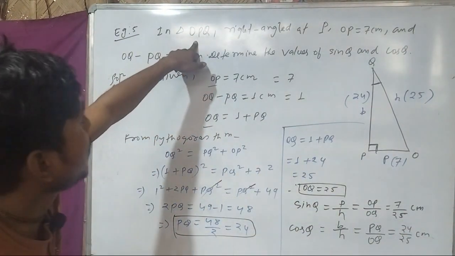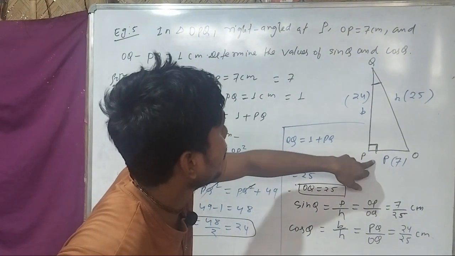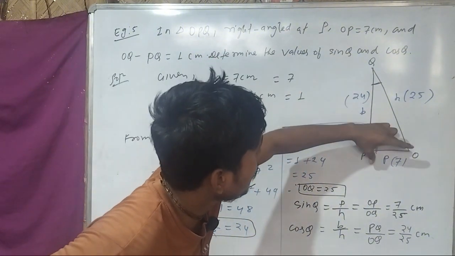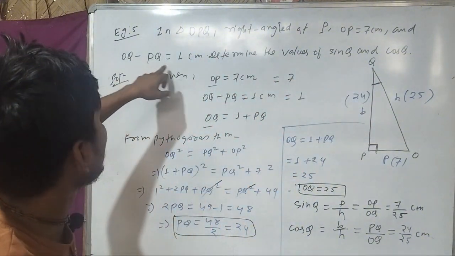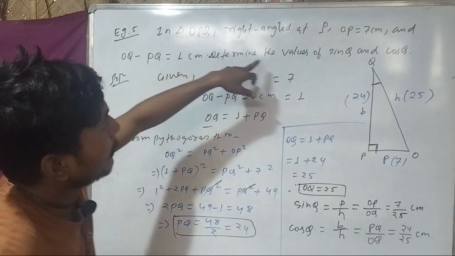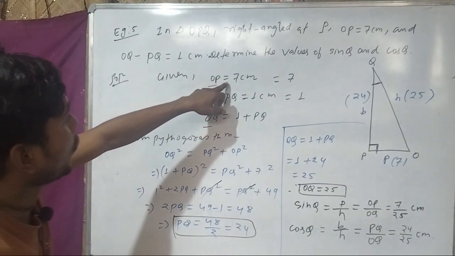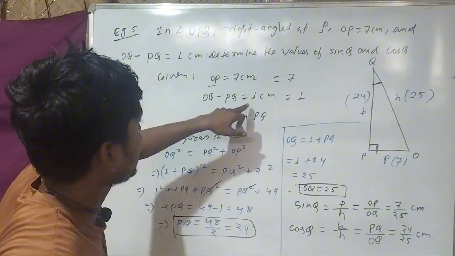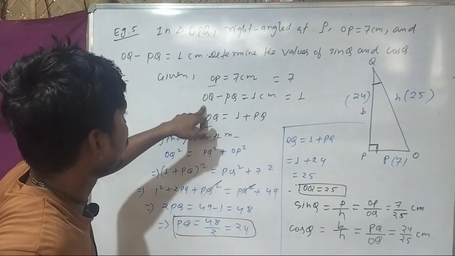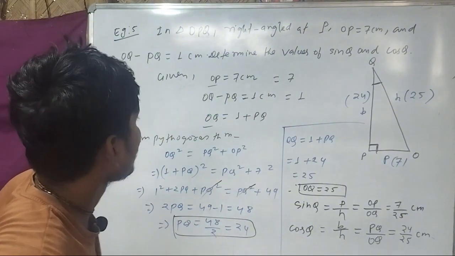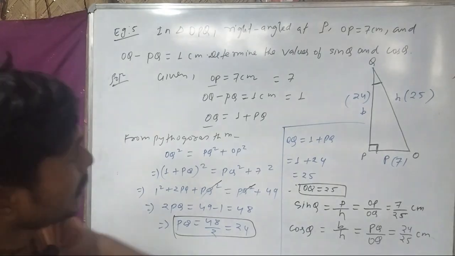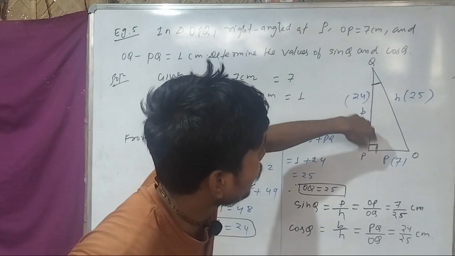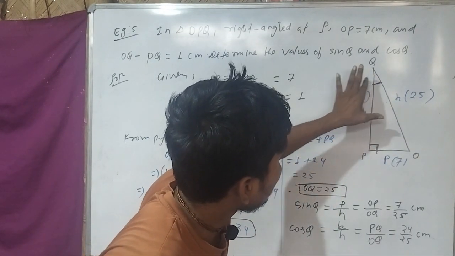Now see, in triangle OPQ, right angle at P, 90 degrees, OP equal to 7 is given, and OQ minus PQ equal to 1 centimeter. Then determine the values of sin Q and cos Q. OQ equals 1 plus PQ. Now from Pythagoras theorem, opposite of angle Q is the perpendicular, this is the base, and this is the hypotenuse.